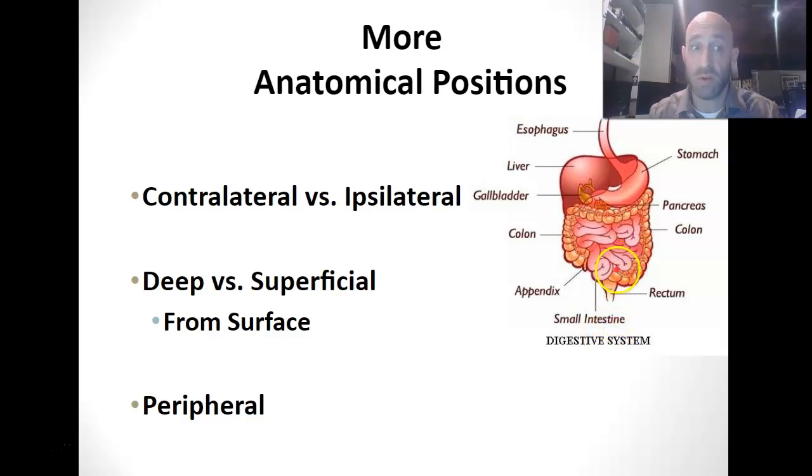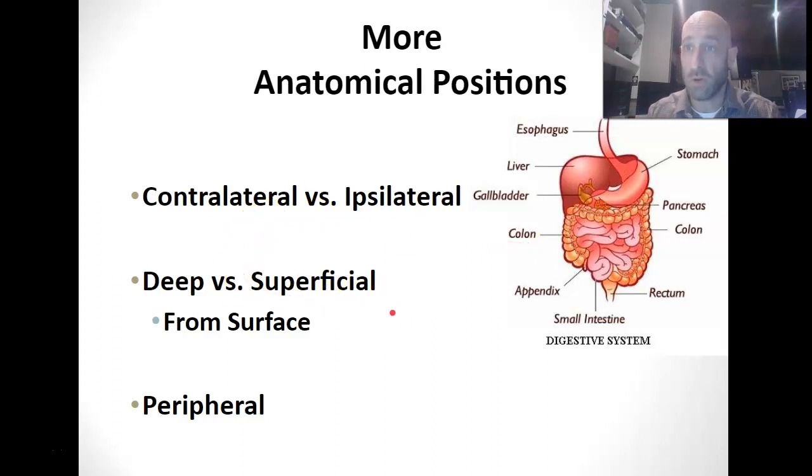Contra means oppose, right? So the liver is contralateral to the stomach because it's on the opposite side of the midline. Ipsilateral means on the same side. So my liver is ipsilateral to my colon. I could say my right shoulder is ipsilateral to my right hip, but my right shoulder is contralateral to my left shoulder.